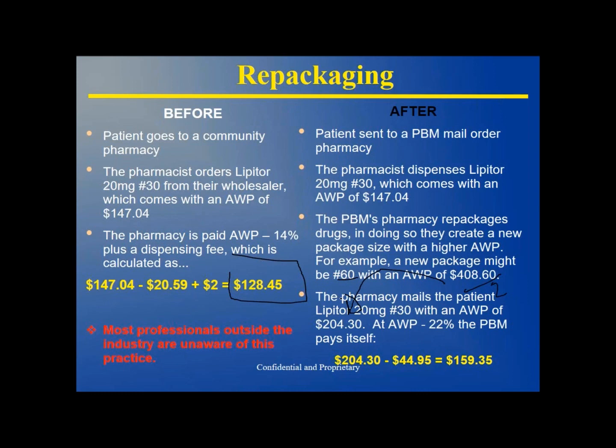And even with a bigger discount, because it's mail order, which is one of the selling points, the PBM pays itself $159.35, a significant increase over the $128.45 there. A fiduciary PBM can't do this. Period. Can't do it. A non-fiduciary PBM, I don't care how you label it, transparent, pass-through, fully transparent, and pass-through, doesn't matter.